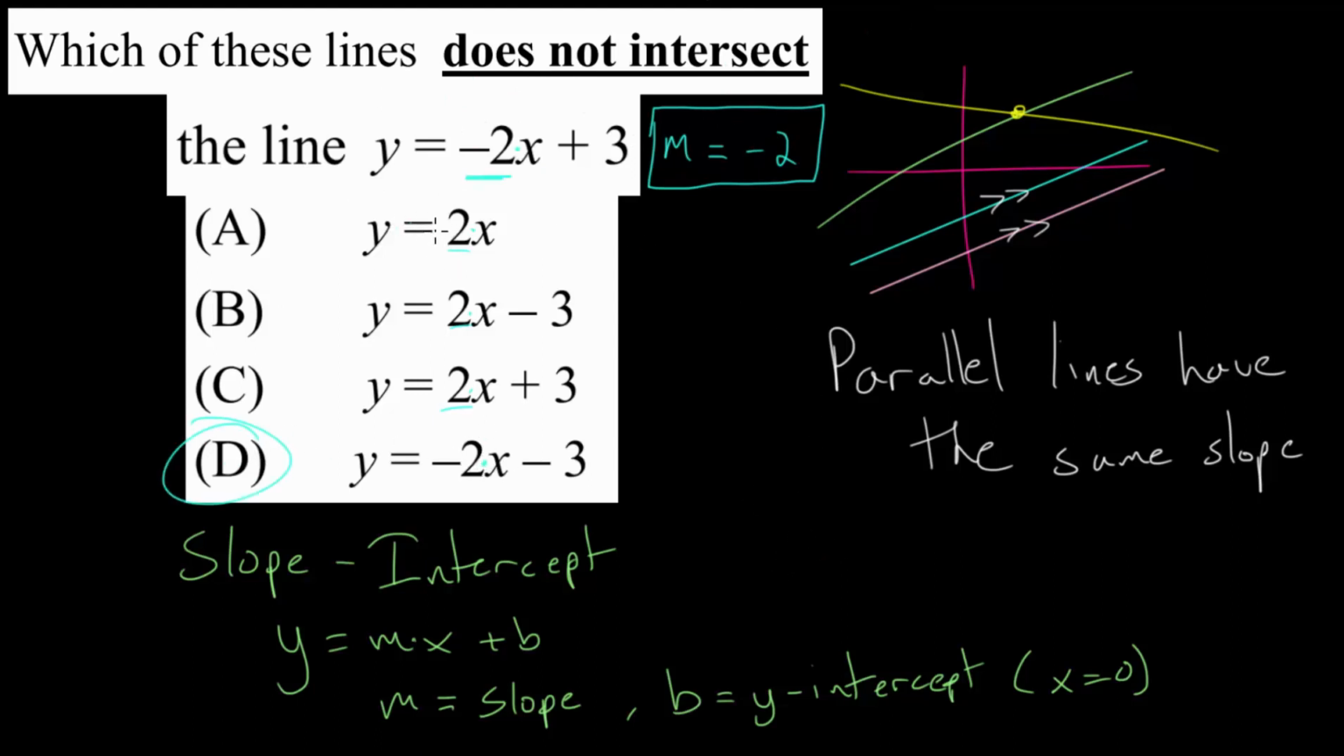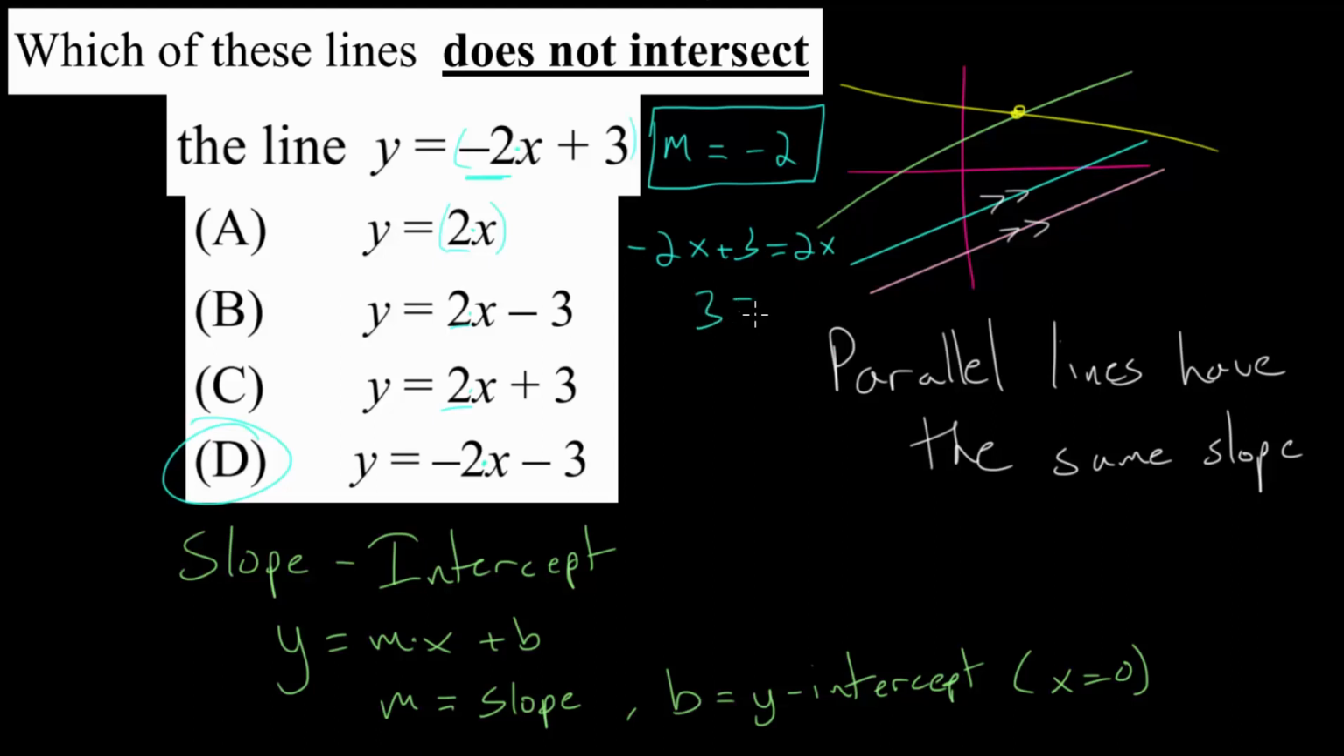If we were to plot all of these lines, A, B, and C, we would see that at some point they would eventually intersect this line here. And if we want, we can even find that point. Since they're both equal to y, we can just set their right-hand sides equal to each other. For instance, for this top line, minus 2x plus 3 would be equal to 2x. We just set their y values equal so that we can find the x value at which they intersect.